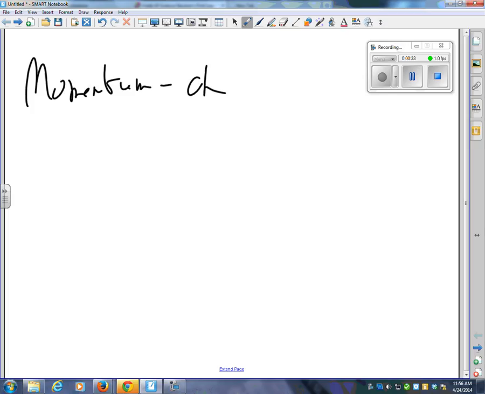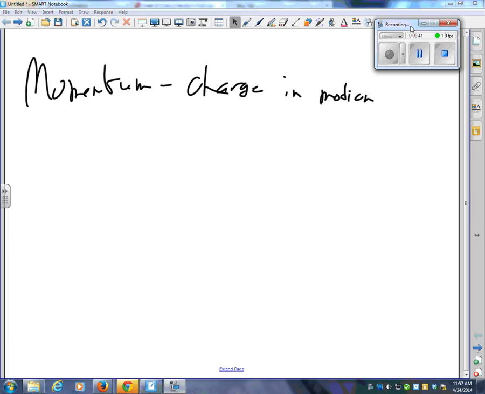Momentum is some change in motion. Does there have to be a change in motion for there to be momentum? Can an object have momentum without moving? No, it can't. Like an iPad sitting there, or a deck of cards sitting there on the table. Do they have momentum? No. There has to be motion for there to be momentum.